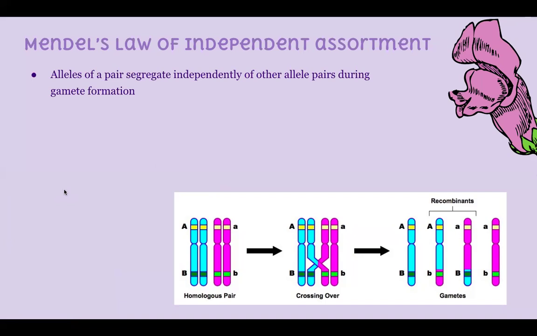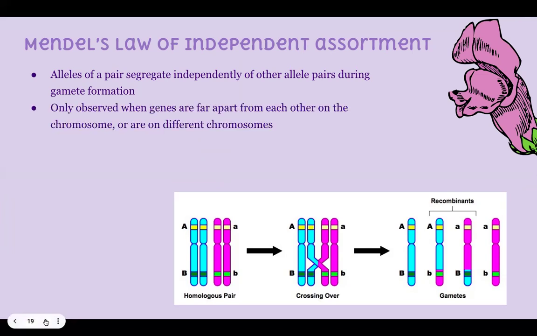So we know that alleles separate during meiosis, gamete formation, so that each gamete ends up being haploid. And we know that this happens randomly, and we applied that principle on our Punnett squares. But what is also true is that alleles for different genes segregate independently of each other. In other words, genes don't care what other genes are doing. Now, something to keep in mind is this is only observed when genes are far apart from each other, on the same chromosome or on completely different chromosomes.